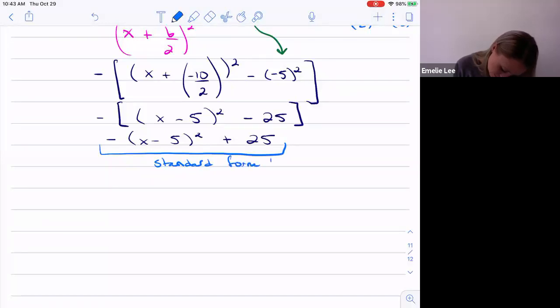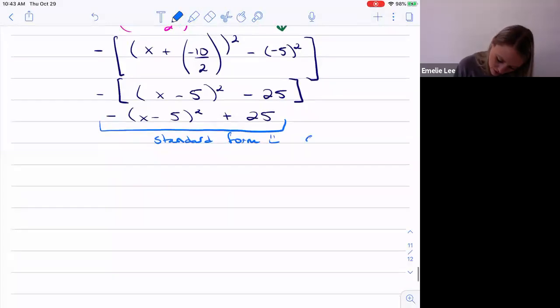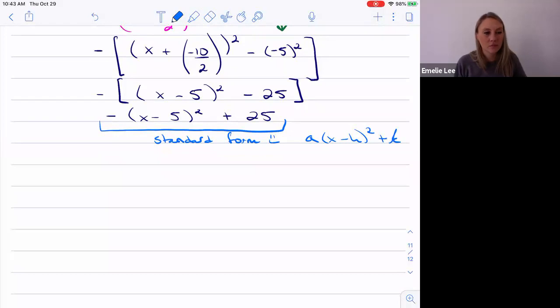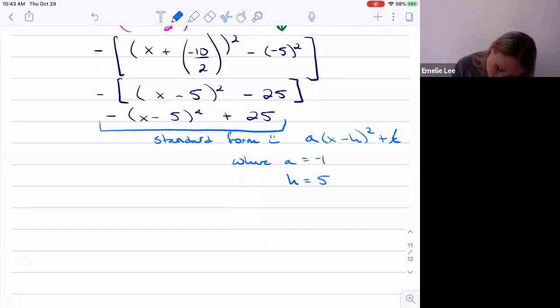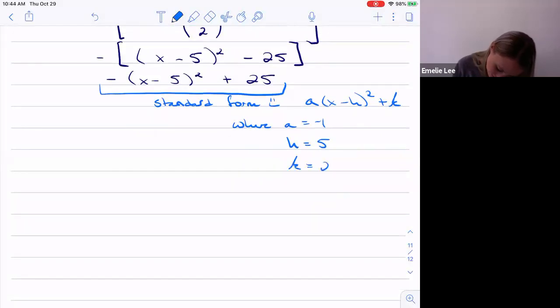Standard form, which says a times x minus h squared plus k, right? In this case, a is -1, h is 5, and k is 25. Okay? So here, a is -1, h is 5, and k is 25.